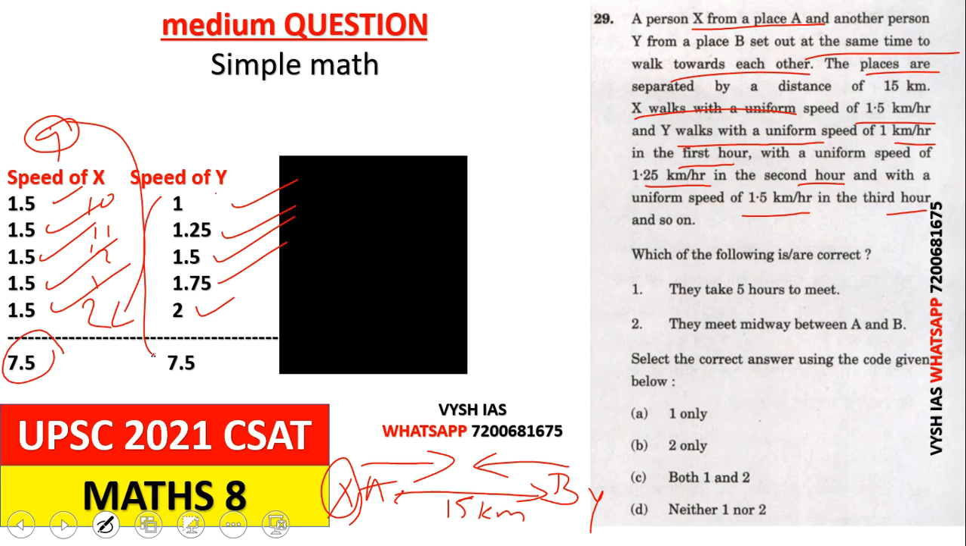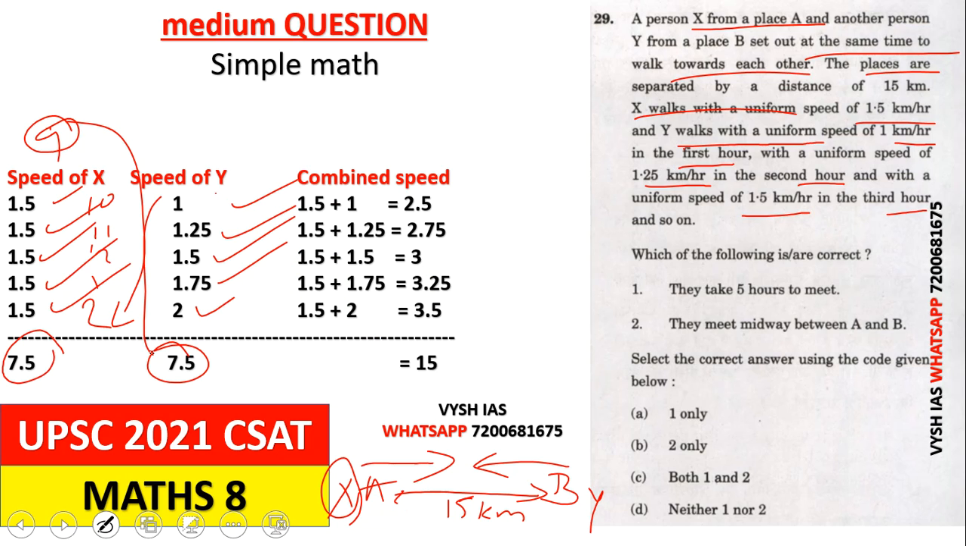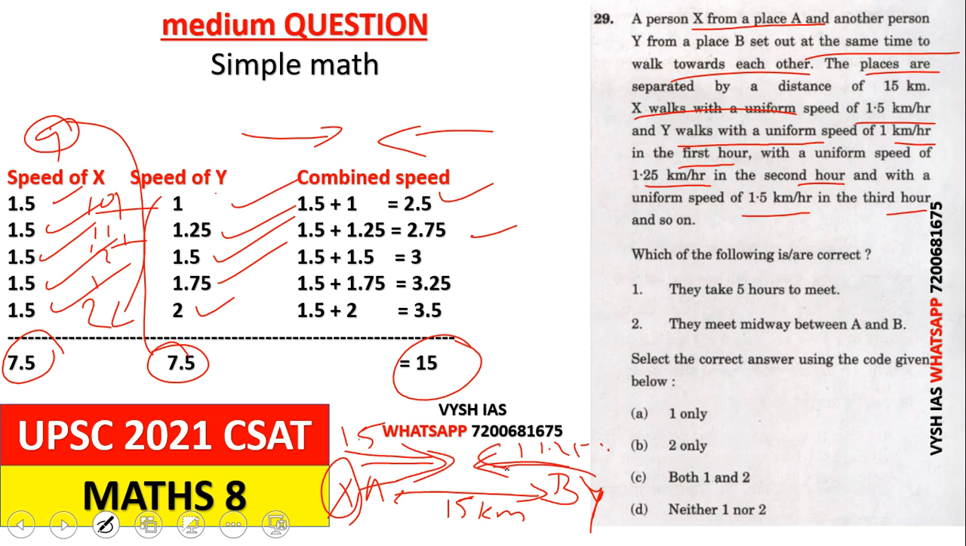And Y would also have traveled 7.5 kilometers. Again, same. And if you add that up combined, because they're going towards each other, the speed is calculated by combined speed. You simply have to add. So when you add this plus this, you get a total of 15 also. That means a person X starting at a uniform speed of 1.5 and a person Y starting at 1.25, if you do it like that, after 5 hours they will meet.